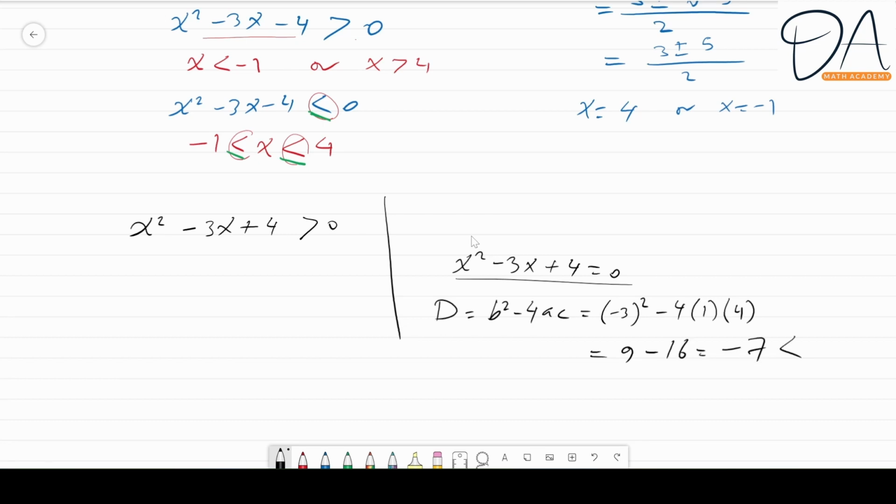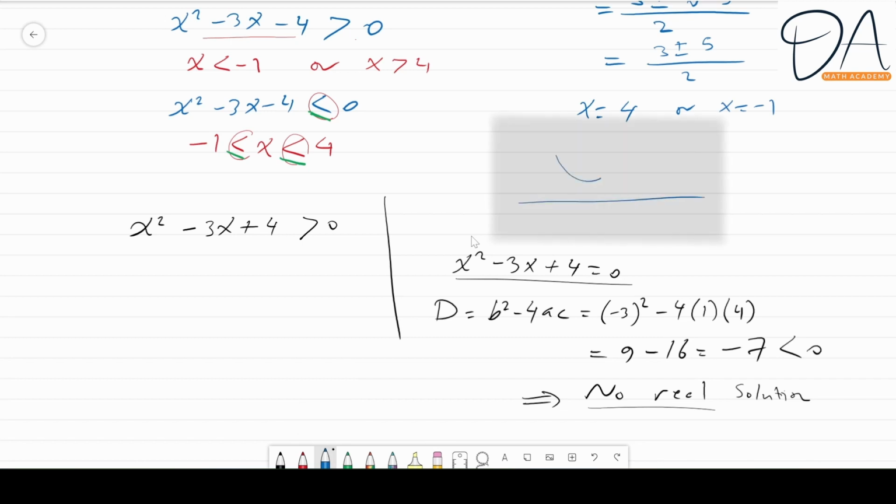And minus 7 less than 0 means there are no real solutions. So what to do? There is no real solution. You don't need to panic. This is actually easier than the first case. In this case, the quadratic function will be either always above 0 or always below 0. And how to determine that is again very simple. We just look at one value of the function, and that will tell us whether it is always positive or always negative. So let's again take 0. If we substitute 0, we get 4.